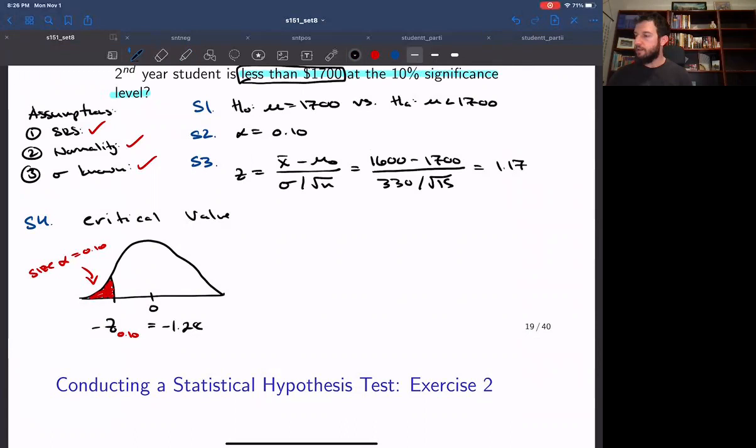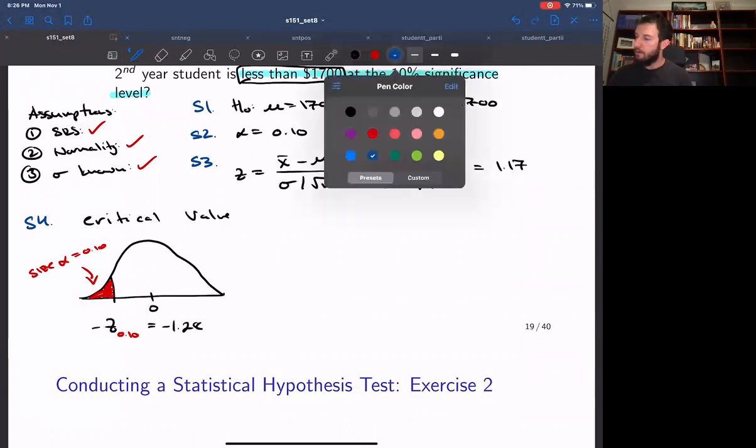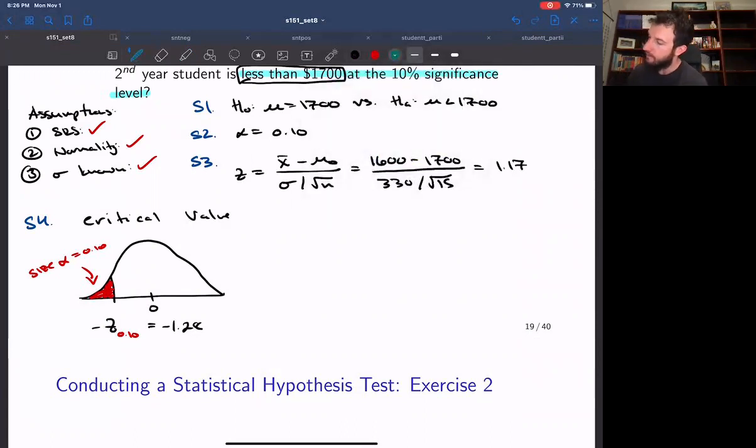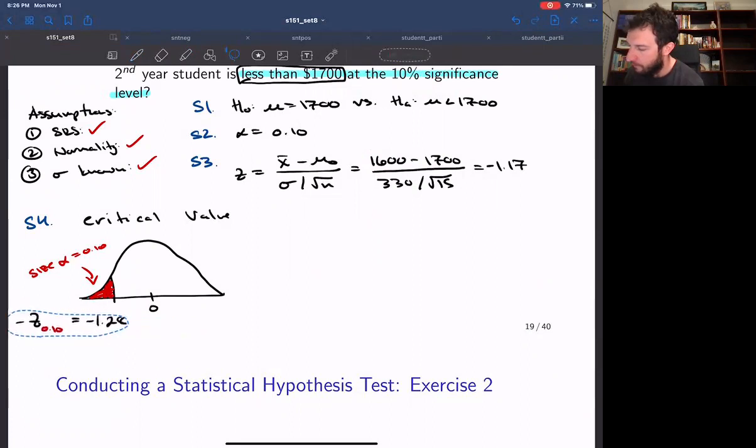Okay, it's a one-tail test, so we only have to worry about the lower tail. Now we're going to take our test statistic, which is negative 1.17. 1,600 minus 1,700 is negative 100, right? And then we're going to see where this falls. If the boundary is negative 1.28 and 0 is in the middle, that means that our Z score is at negative 1.17, which is right here. Probably a little bit further over, but again, we don't have to be exact.